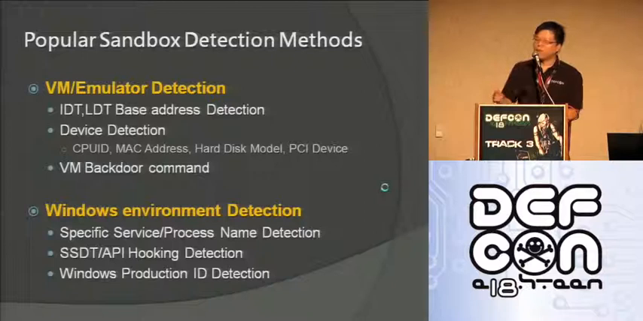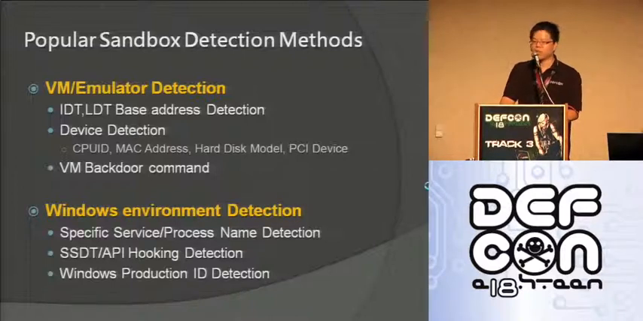Now we will also talk about how they fight against sandboxing environments, and how they can detect whether they are in a sandboxing environment or not. These are the approaches that they use. The first one is how they detect whether they are inside a VM or emulator environment. Usually, one approach is to check the base address of the IDT and LDT, because on a normal machine, the IDT and LDT address starts with a certain value. If it's not starting with this address, then it's probably in a VM environment.